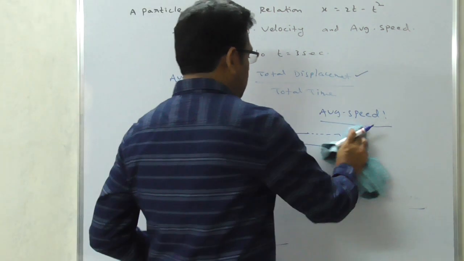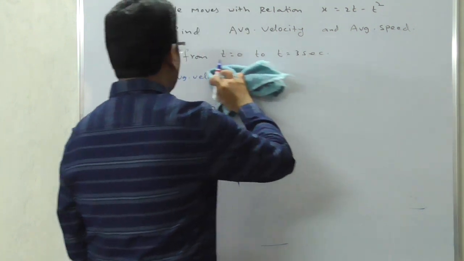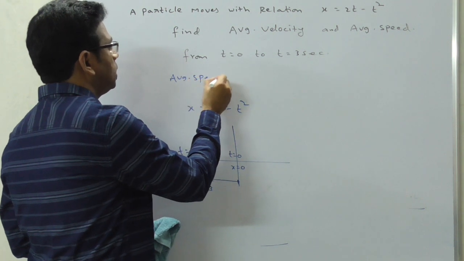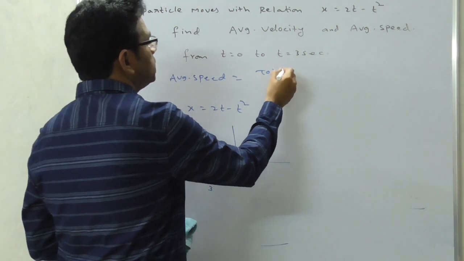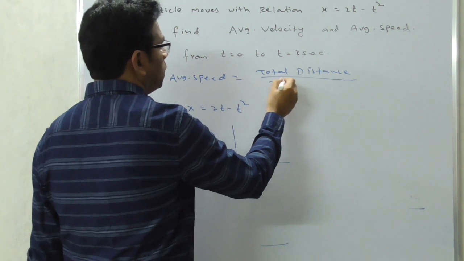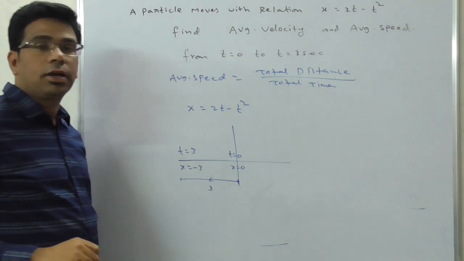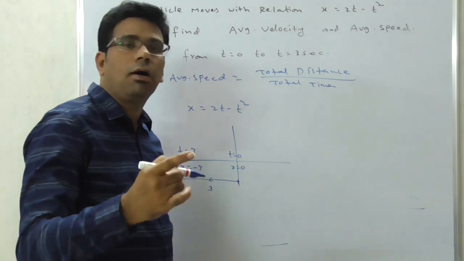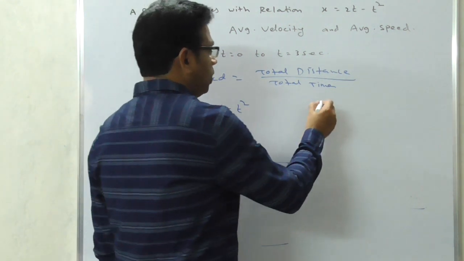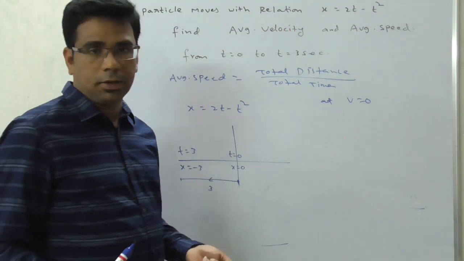So when the particle takes a turn, why? Because first observe what average speed is. Average speed is equal to total distance by total time. To get total distance, you have to check whether the particle takes a turn or not, right? The particle takes a turn when velocity is equal to 0. At velocity equal to 0, the particle takes a turn, right?